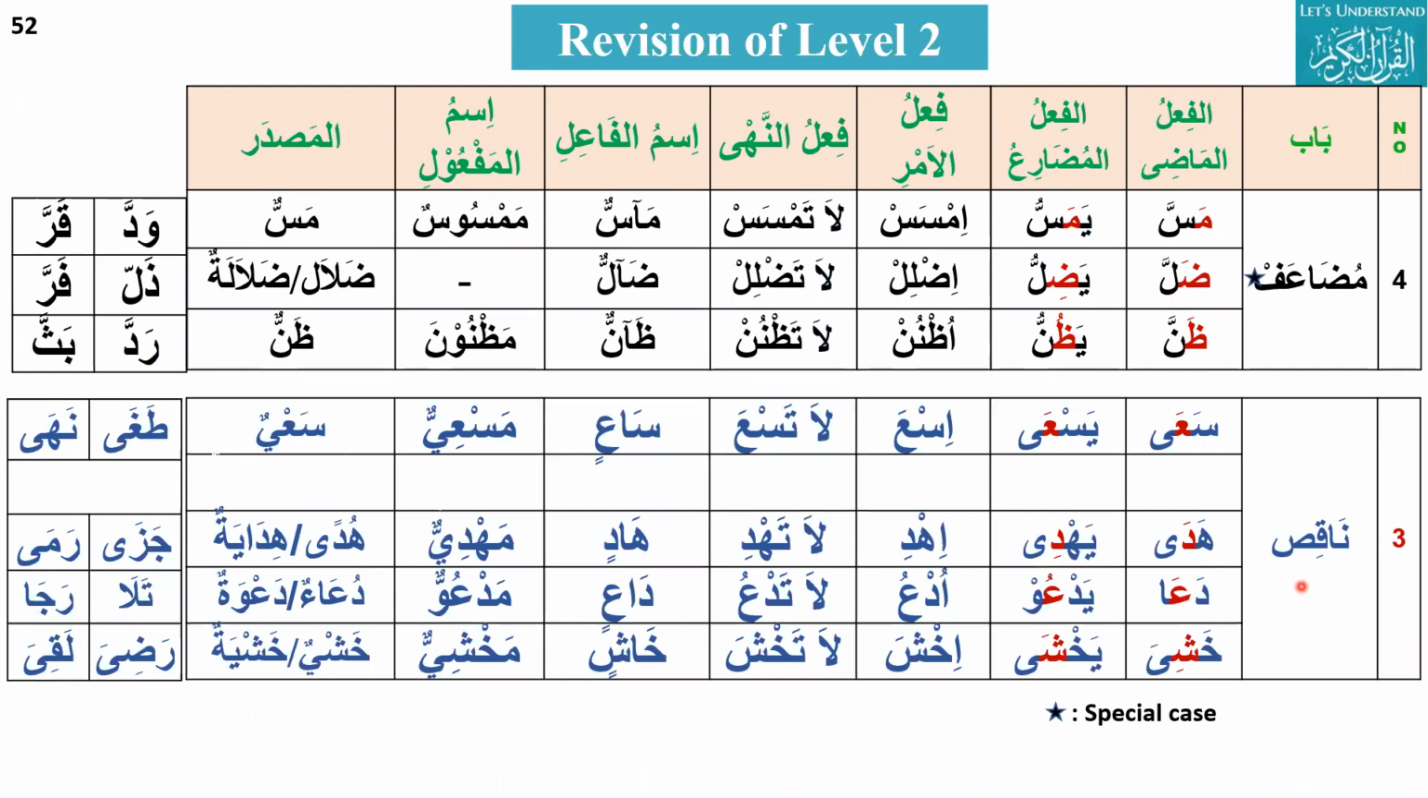Third chapter, Bab Naqis. Naqis means incomplete, or having weak letters. First case is Sa'a, he struggled. Fatha Fatha. Second case, Hada Yahdi, he guided. Fatha Kasra. Third case, Da'a Yad'u, he called. Fatha Dhamma. Fourth case is Khashiya Yakhsha, he feared. Kasra Fatha.